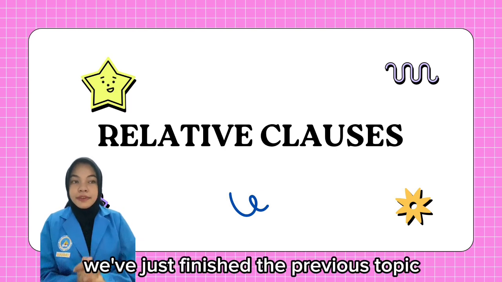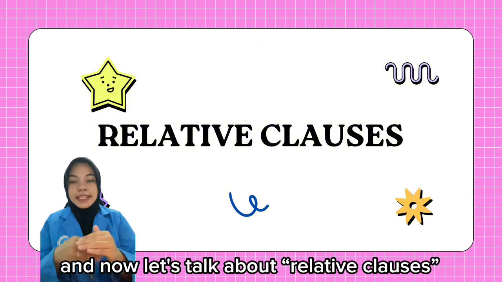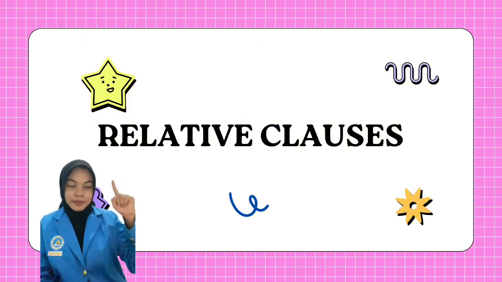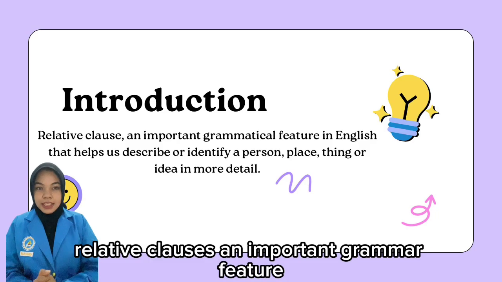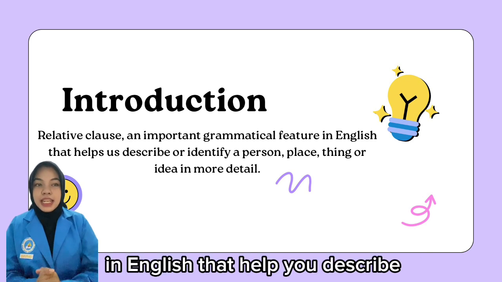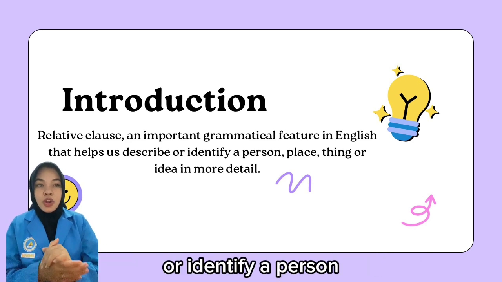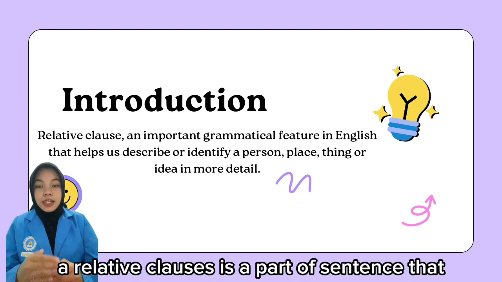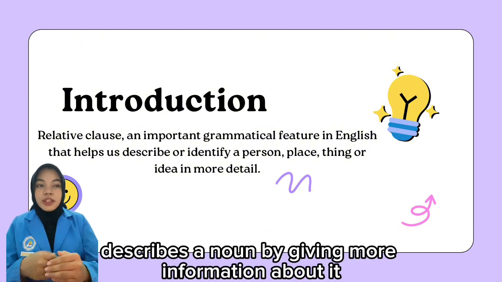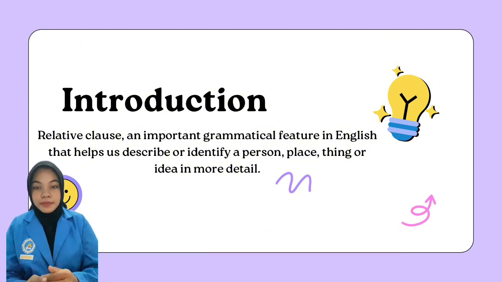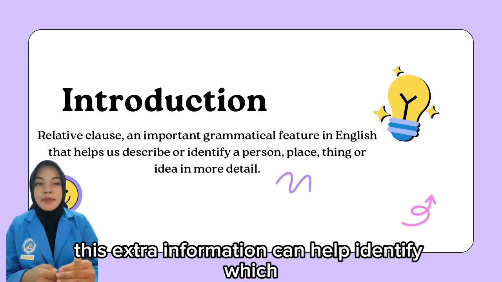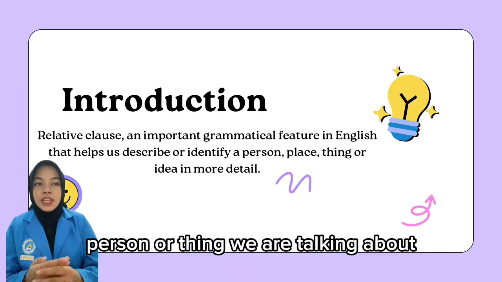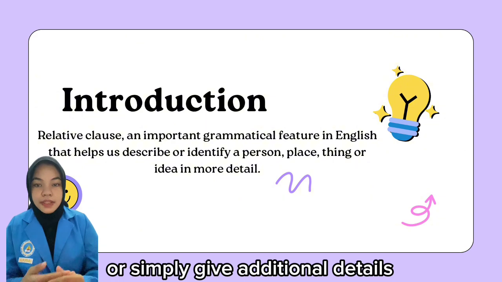We've just finished the previous topic, and now let's talk about relative clauses. Relative clauses, an important grammar feature in English that helps you describe or identify a person, place, thing, or idea with more detail. A relative clause is a part of a sentence that describes a noun by giving more information about it. This extra information can help identify which person or thing we are talking about, or simply give additional details.